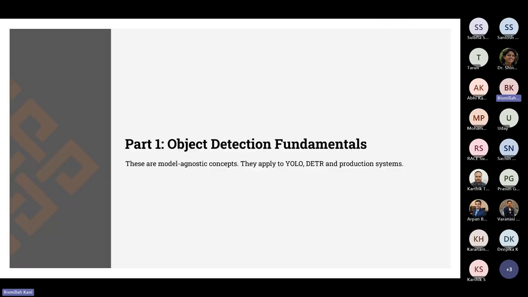Okay, so I have divided today's session into 4 parts. The first part will look at object detection fundamentals. These concepts are model agnostic, which means that they are common to all different types of object detection frameworks and architectures. So they can apply to the old generation object detections. They apply to the YOLO series, which is more widely used. They are also applied to the latest advancements, such as the transformer-based detection models and the production systems that you might be building.